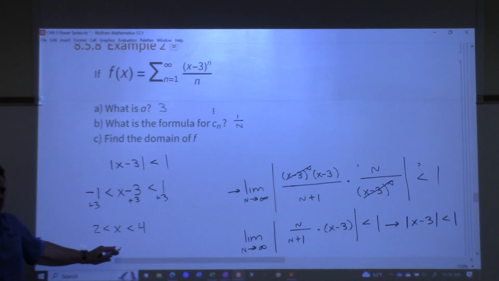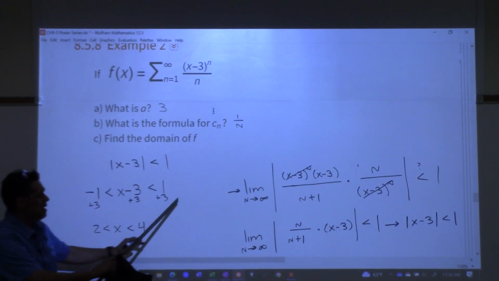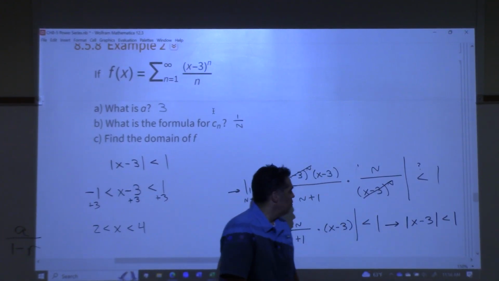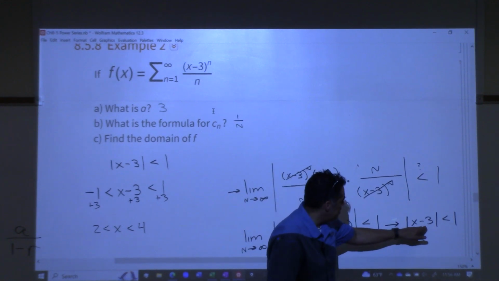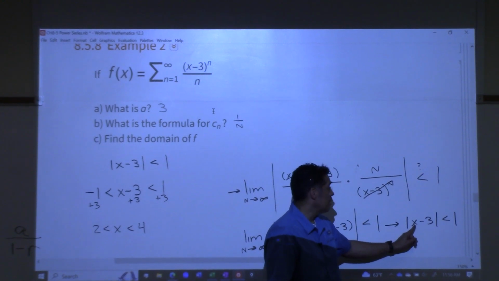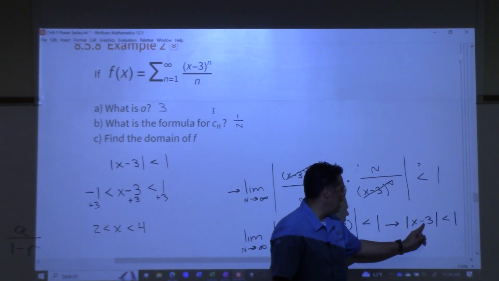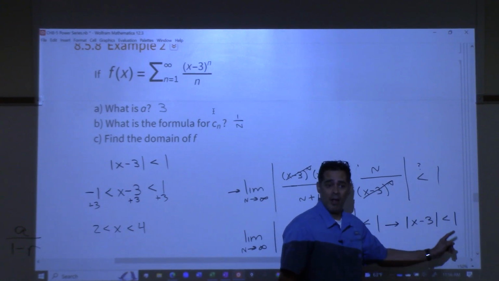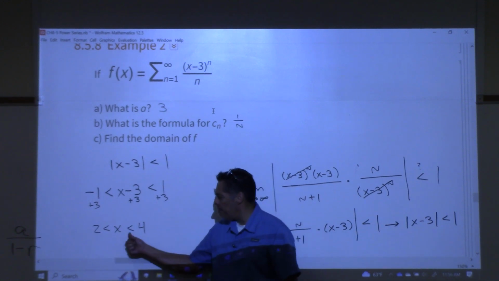But we have one thing we haven't really addressed, and that is the fact that the ratio test fails when it equals 1, right? So what I need to do now is say, what would happen if that limit here turned out to equal 1? What number would I plug in here to make this equal 1? 4. What else would work? 2, right? 4 minus 3 absolute value is 1. Or 2 minus 3 absolute value is also 1. So do you see these two endpoints that right now I'm not including?